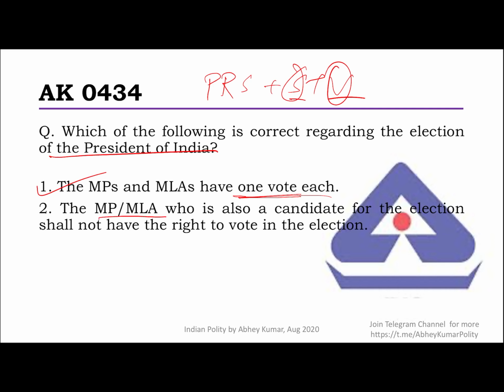Then it says an MP or MLA who is also a candidate for the election shall not have the right to vote in the election. Now, why will this happen? There is no necessity for this to happen. In a normal election also, if I am a voter of an area and if I am contesting the election as well, my voting right cannot be taken away. I have all the right to vote for myself, or whoever else I feel like. It's all secret ballot anyway. So the second statement is wrong. Okay. So only the first one is correct.